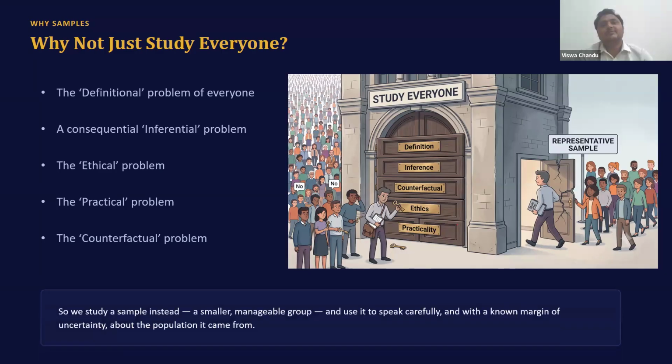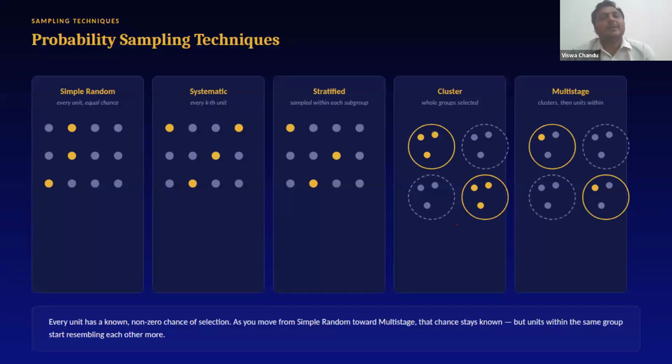So what we are doing is we study a sample instead, a smaller manageable group, and use it to speak carefully and with a known margin of uncertainty about the population it came from. A very, very beautifully crafted statement. And then coming to the sampling techniques, you have the probability sampling techniques and the non-probability sampling techniques.